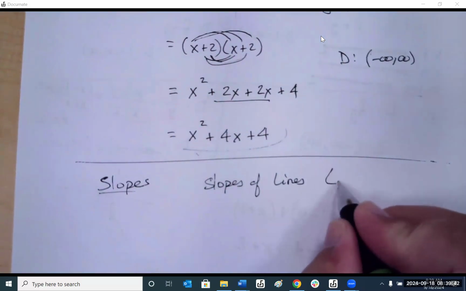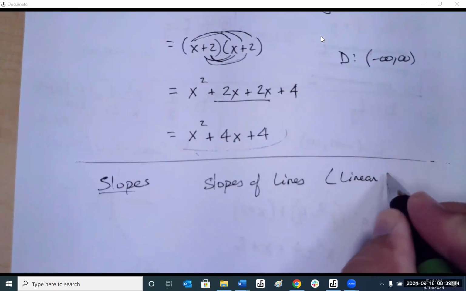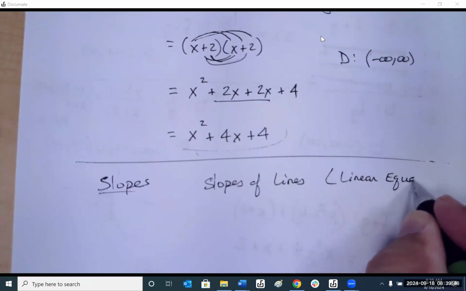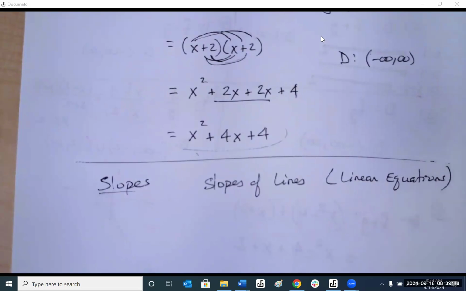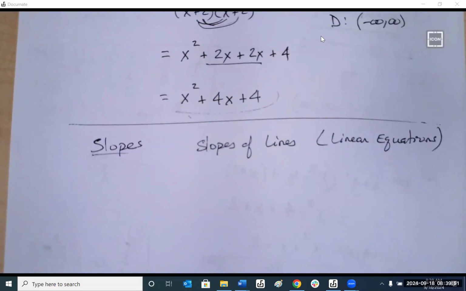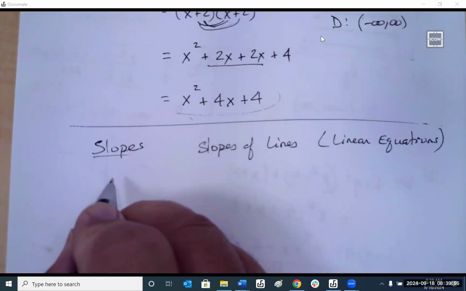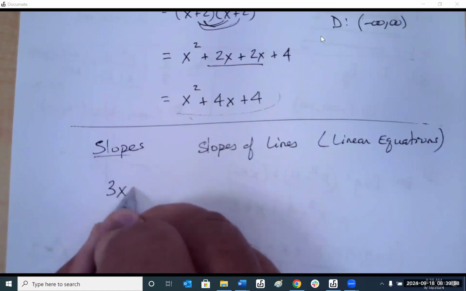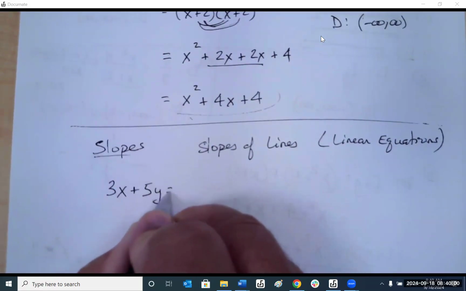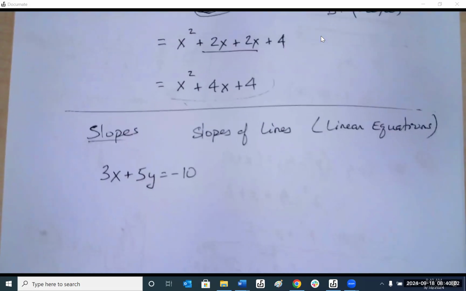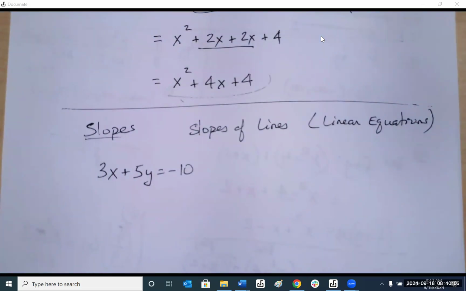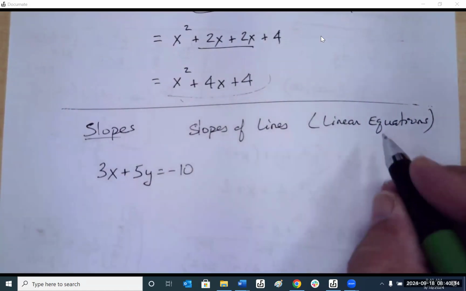Linear equations. How do we find the slope of a linear equation? Well, what if I gave you this? What's the slope of that equation? Three. By itself. Nope, nope. Remember what we have to put in this formula.